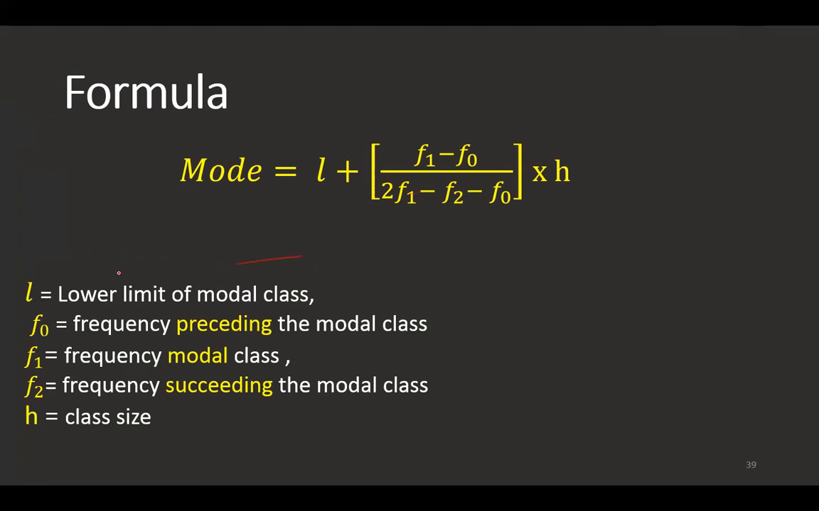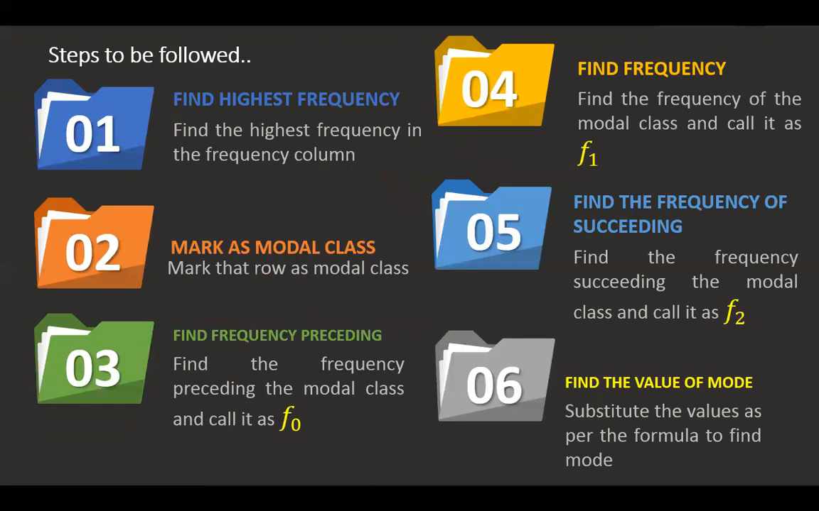L is the lower limit of the modal class. F0 is the frequency preceding the modal class. F1 is the frequency of the modal class. F2 is the frequency succeeding the modal class, and H will be your class size. Now, how to do this, we'll find it out.